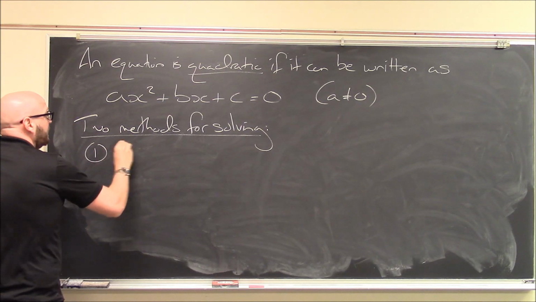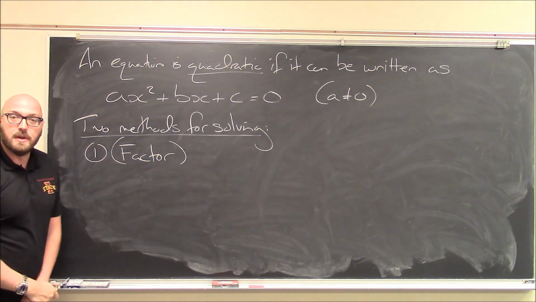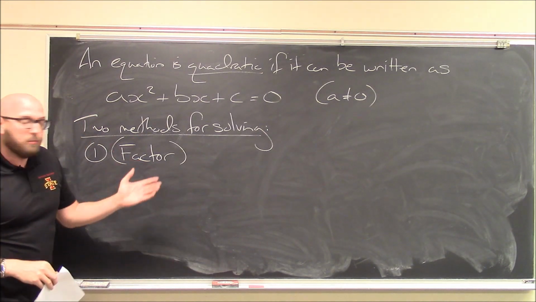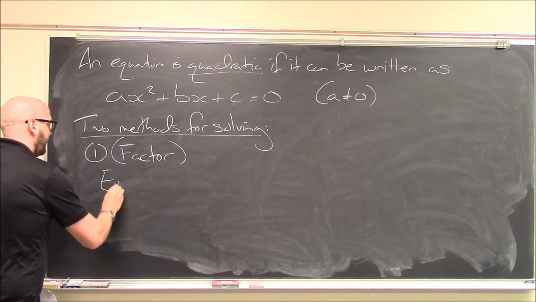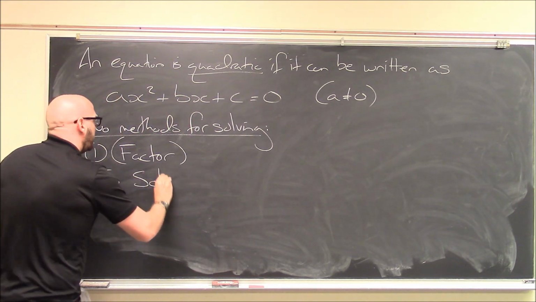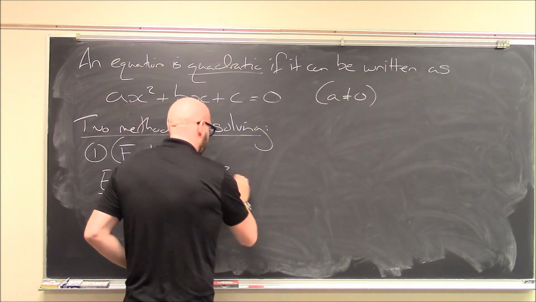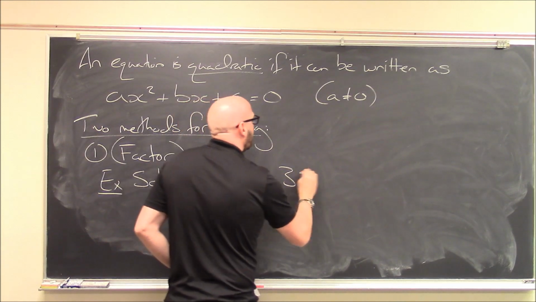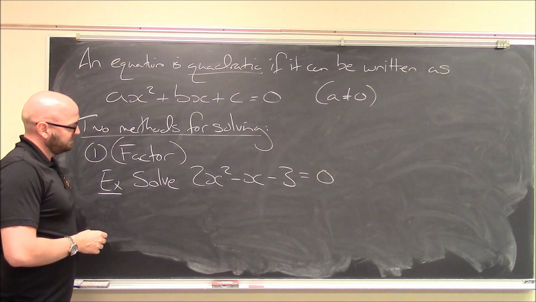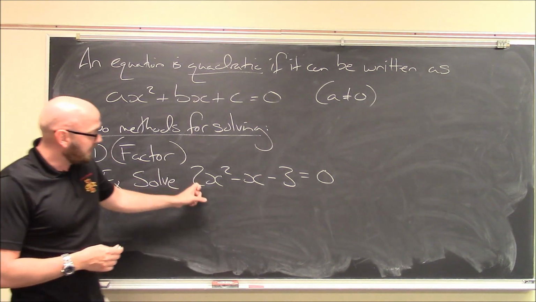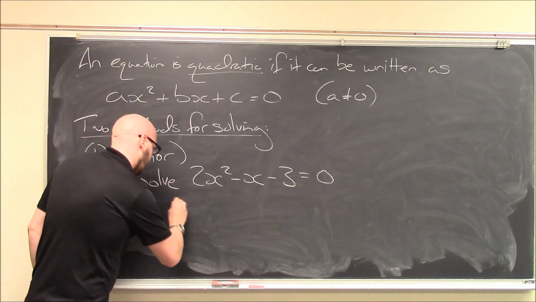Method one is just factor. Alright, so our first method is factor this quadratic equation if we can. So for example, let's do one here. Let's say solve the quadratic equation 2x squared minus x minus 3 equals 0. Okay, so what do I have on the left? On the left I have a polynomial, and we've talked a lot about factoring polynomials, so let's see if we can factor this.